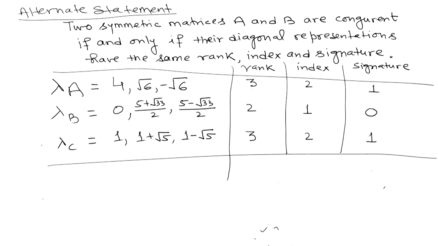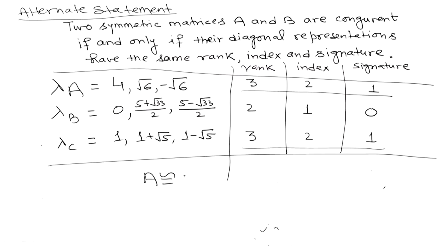So, if you see here, matrix A and matrix C have the same rank, index and signature. So, A and C are congruent. A equals P C P transpose, by using either LDU factorization.